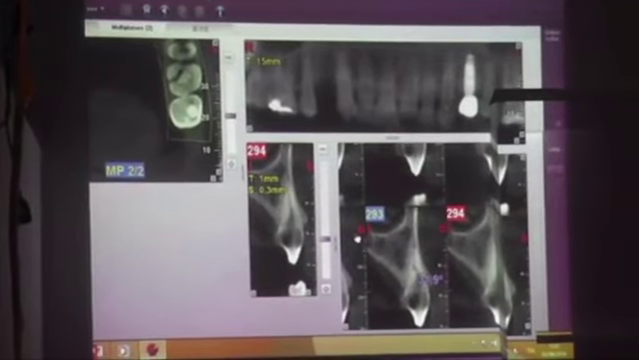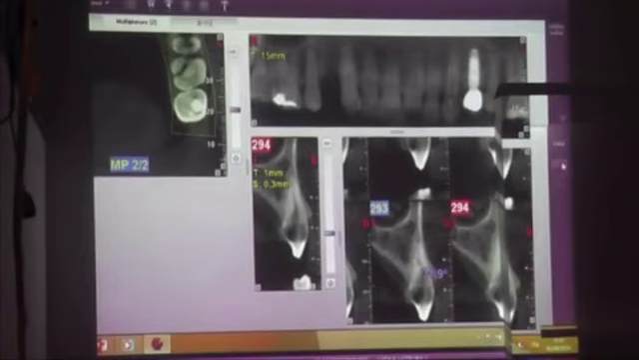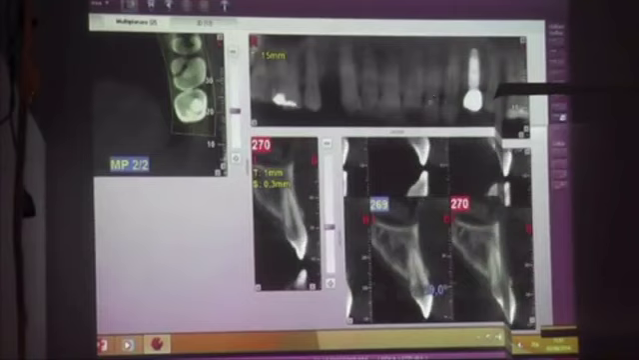And I can choose another tooth. The second is the same. Why? Because in maxilla, the inclination of the teeth is different. In this case, 29, 29. It depends on the teeth.